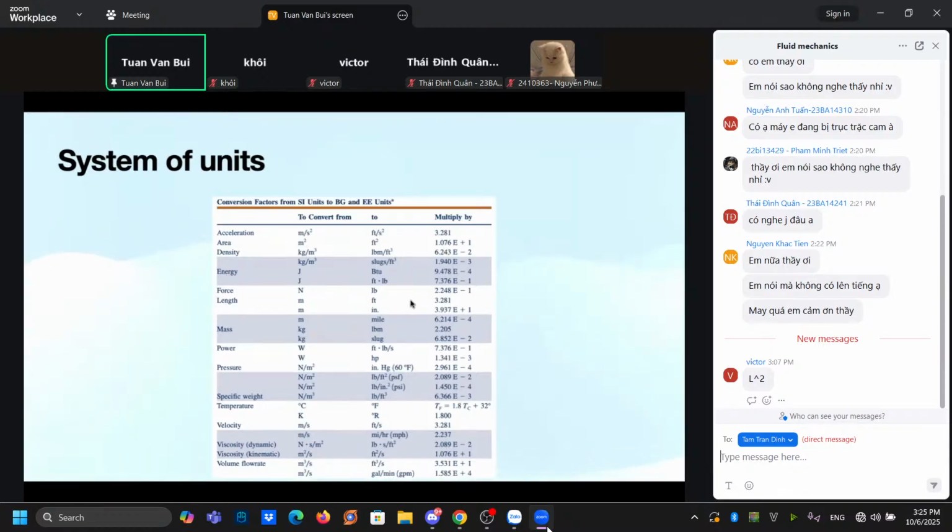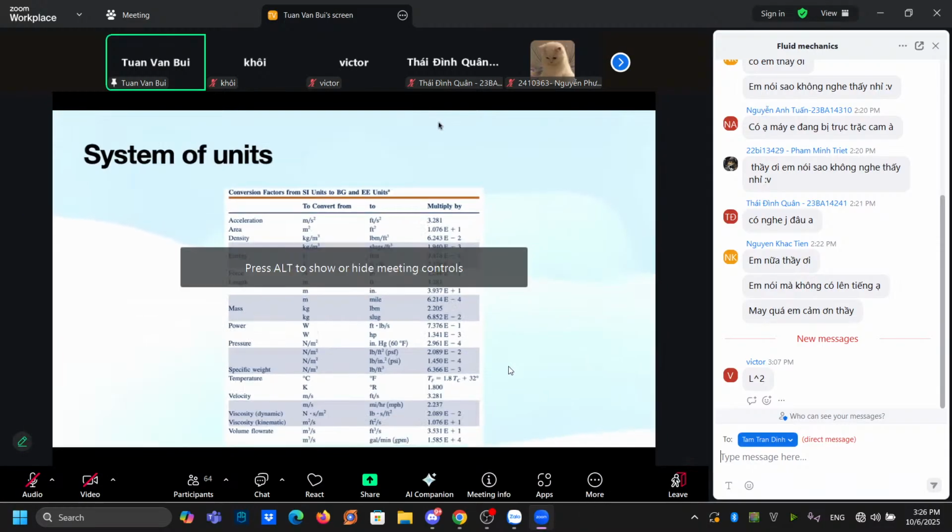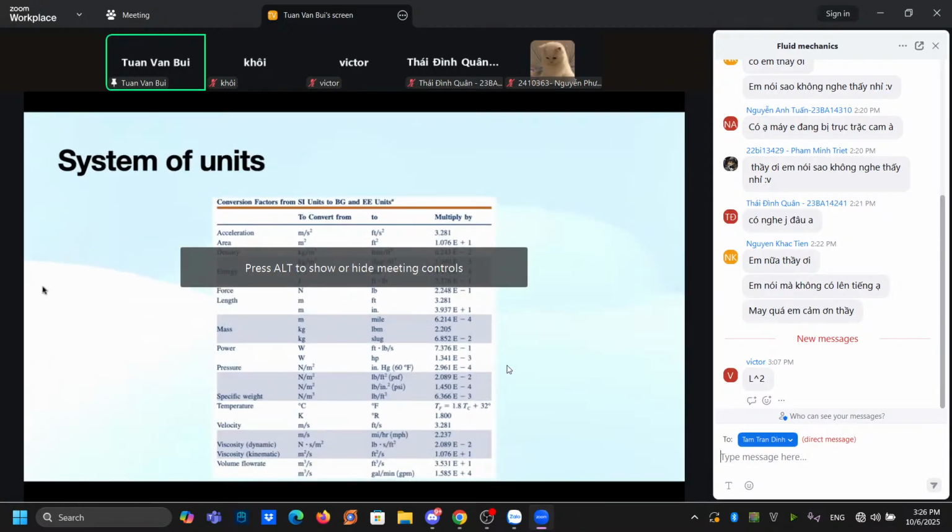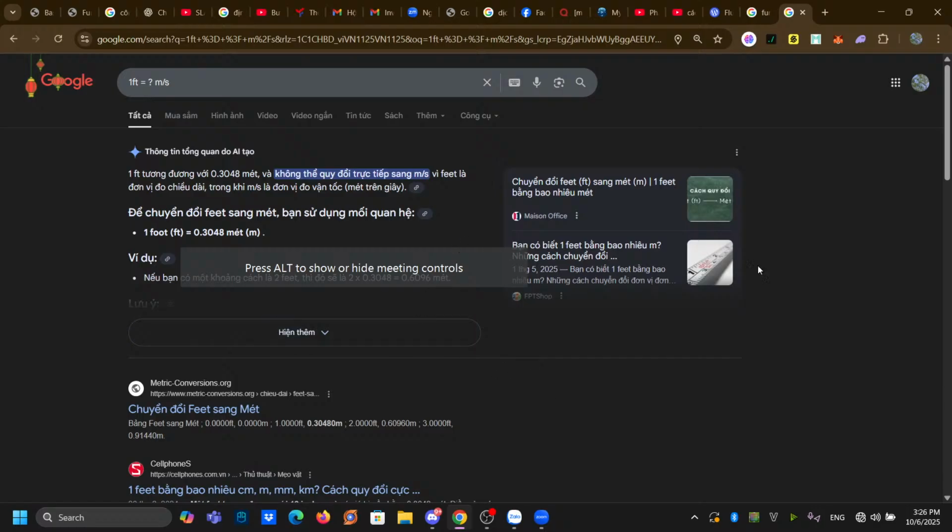Density, energy, force, length. Sometimes in BG and EE they give you the value of the length not in feet but in inch. Normally you have heard about the inch. So 1 feet will equal 12 inch. So we can make a note here. 1 feet will equal 12 inch.